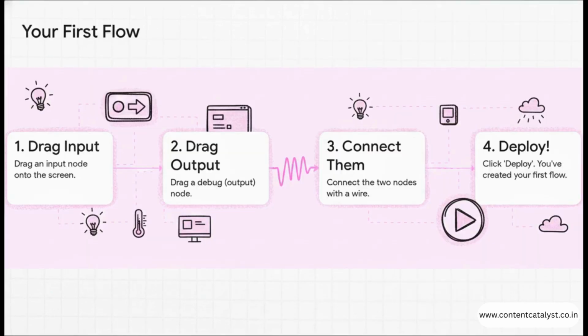And you won't believe how easy it is to get started. I'm talking, you can build your first simple flow in like 10 seconds. No joke. You drag an input node, let's say it's just a button, onto the screen. Then you drag a debug node, which is just a little window to show you what's happening. You connect them with a wire, click one button that says deploy, and that's it. You've just created a working program.